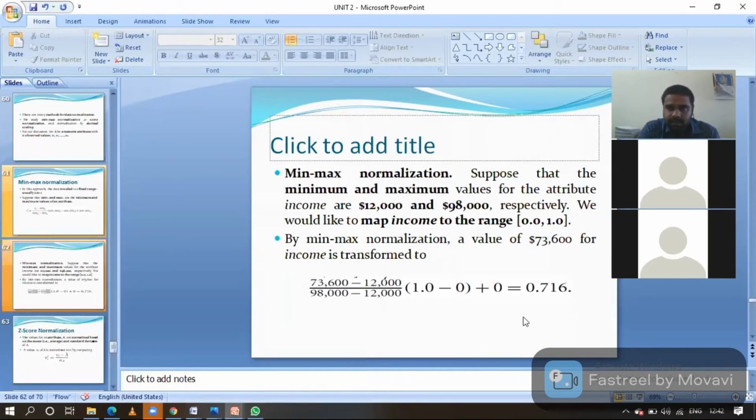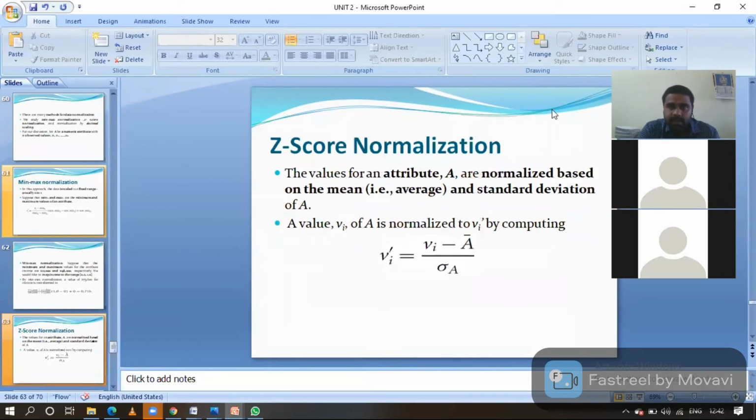Any doubts related to this one? The next one, the second normalization technique, is Z score normalization, guys. Here we are going to use the mean of that attribute and the standard deviation. With the help of this, I am going to convert to another range, guys.